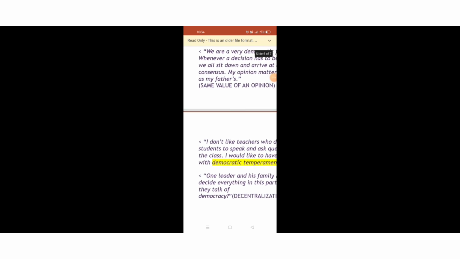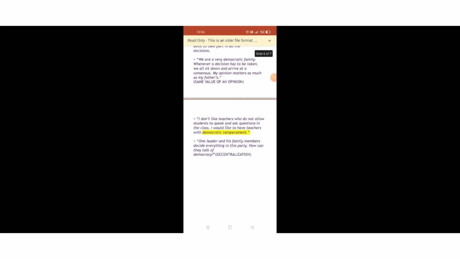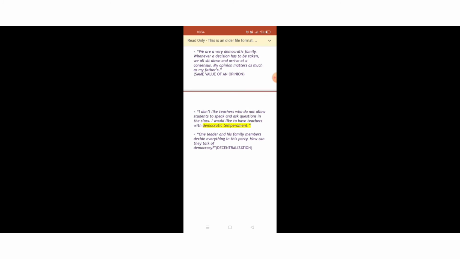And at last, these three examples are also in your book, so let's read them. We are a very democratic family. Whenever a decision has to be taken, we all sit down and arrive at a consensus. My opinion matters as much as my father's. So this shows the same value of an opinion.